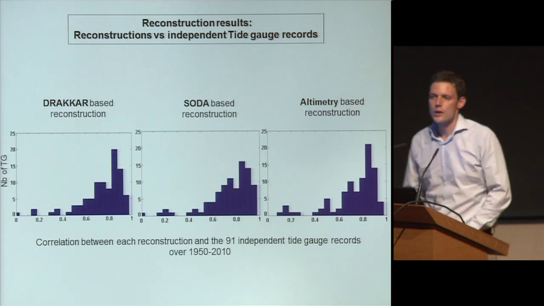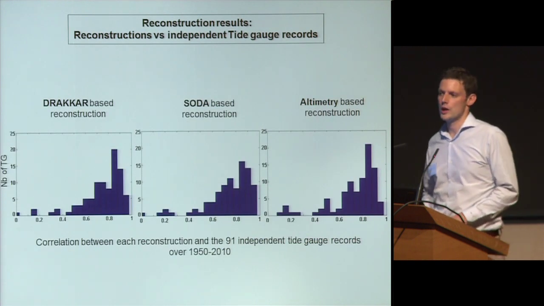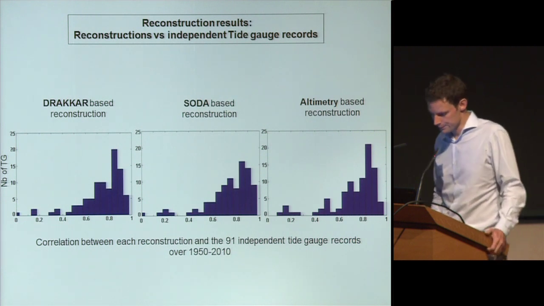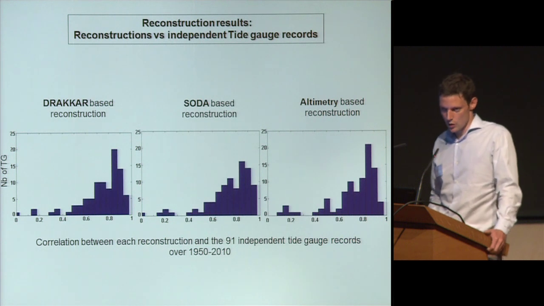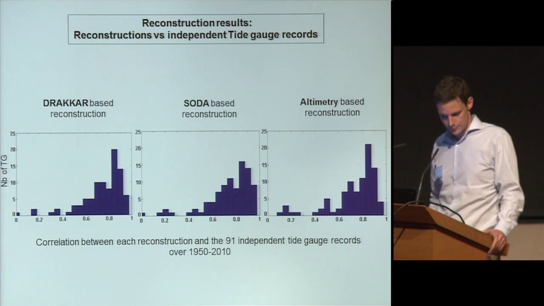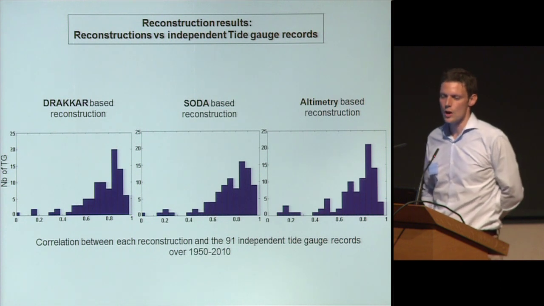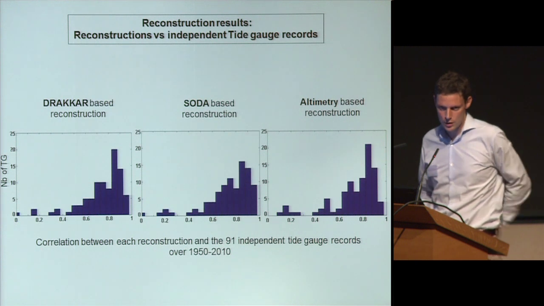In a recent study, we tried to find out what was the best reconstruction in order to have the best estimation of the past sea level changes. To do so, we need to compare the different reconstructions with independent tide gauge records. The point is that there are not that many tide gauge records which are independent in the past, and we used most of them in the reconstruction. I mean, most of the high-quality tide gauge records.